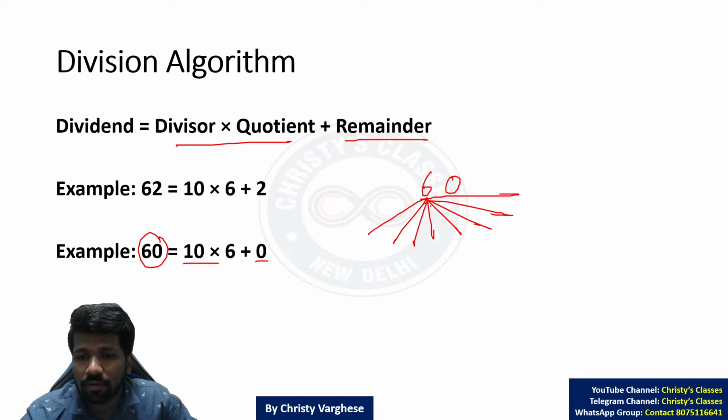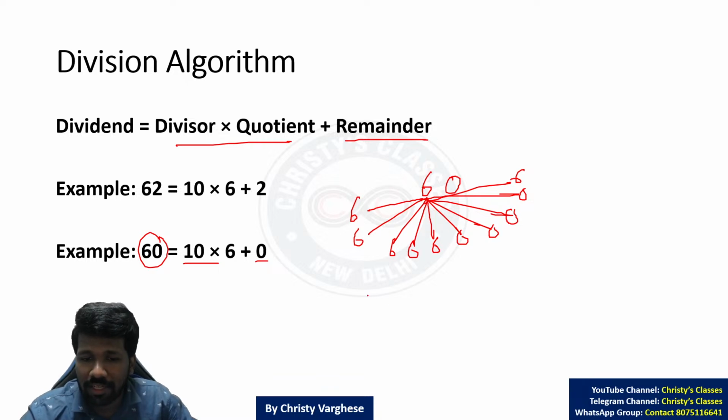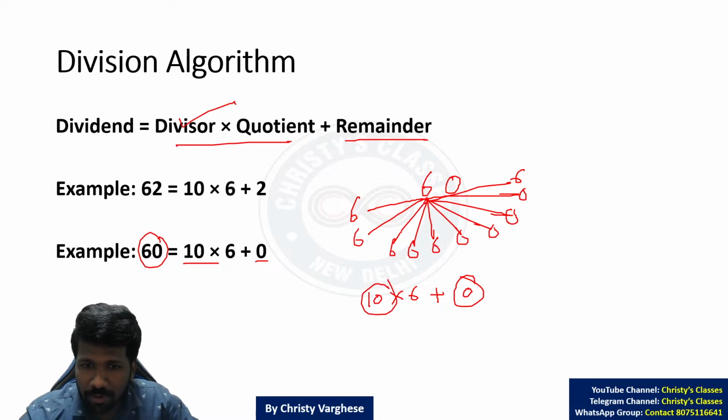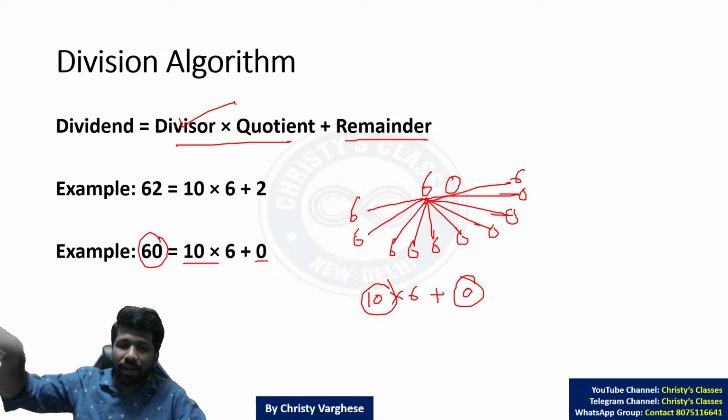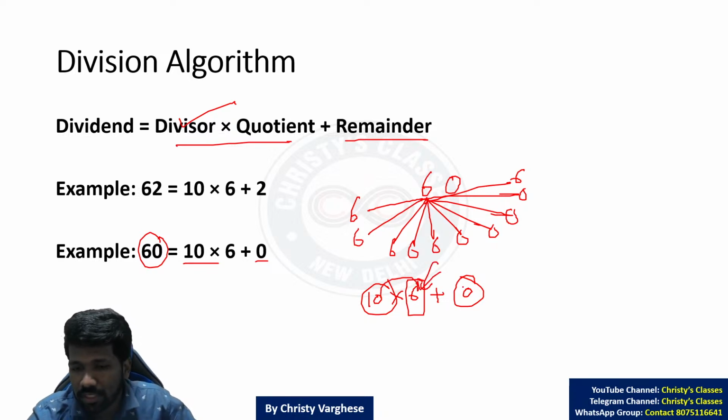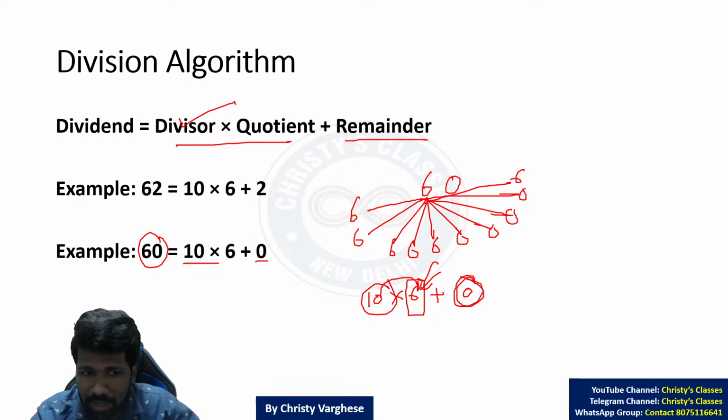1, 2, 3, 4, 5, 6, 7, 8, 9, 10 people. Everyone will get 6 mango each. That means we can say 10 into 6 plus no remainder. So divisor is 10. That is what we are dividing with. 60 mango divided among 10 people. And what is the quotient? What is the value you get when you divide? 6. So 10 into 6 plus what is the remainder? No remainder. If it was 62, it will be 2 remainder.